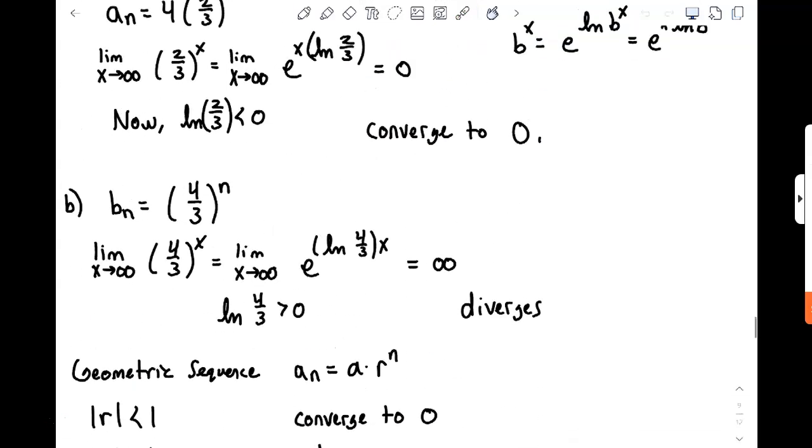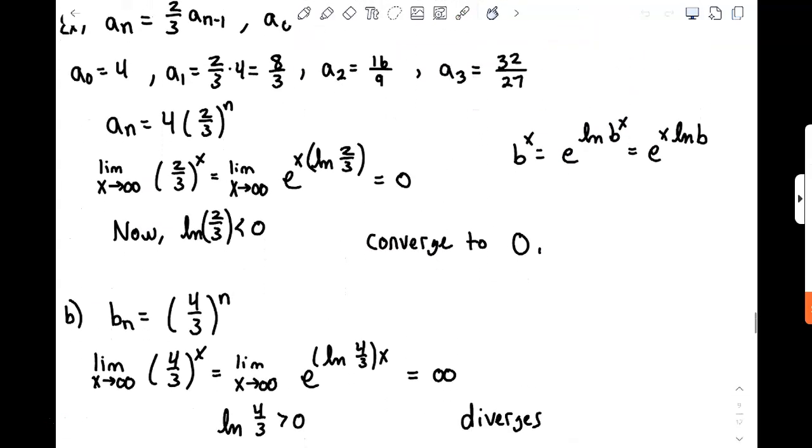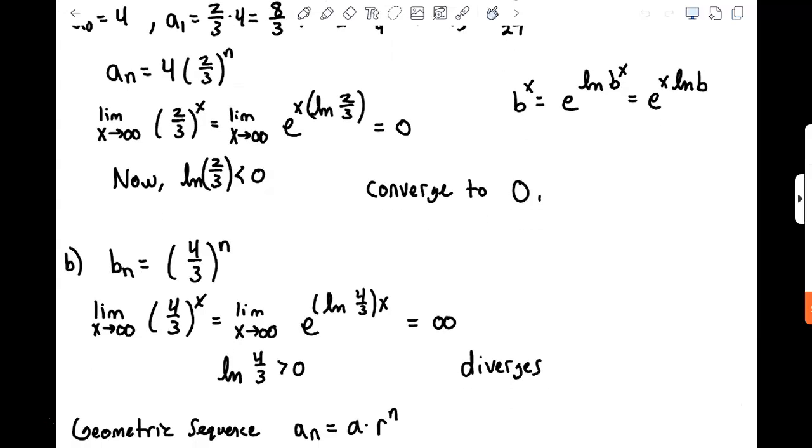We saw that with the two examples here that we looked at with the sequence, where we had a ratio of 2/3. That would lead to e to the ln of 2/3. Ln of 2/3 is negative, so it's e to a negative power, so that's going to go to 0. But on the other hand, with ln of 4/3, which is positive, that's e to a positive power. As you go to infinity, the whole thing is going to infinity, so it diverges.